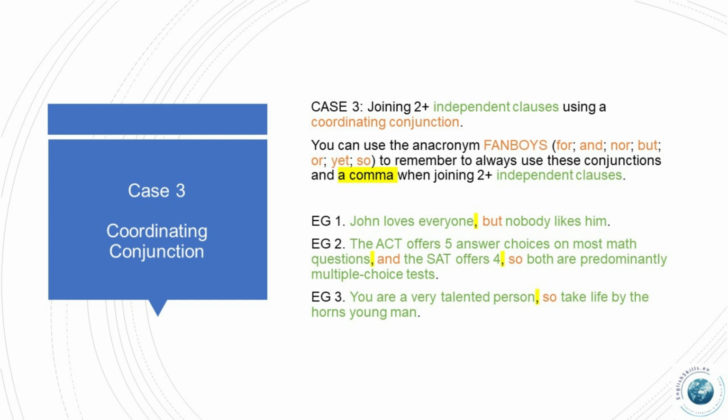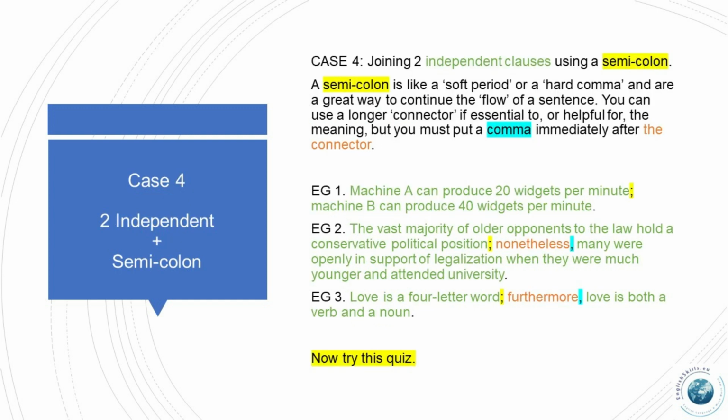You are a very talented person. Example 3. So, after the comma, independent clause, comma, FANBOY, so. Take life by the horns, young man. Two independent ideas. Very simple for you to create these yourself. Remember to use FANBOYS.